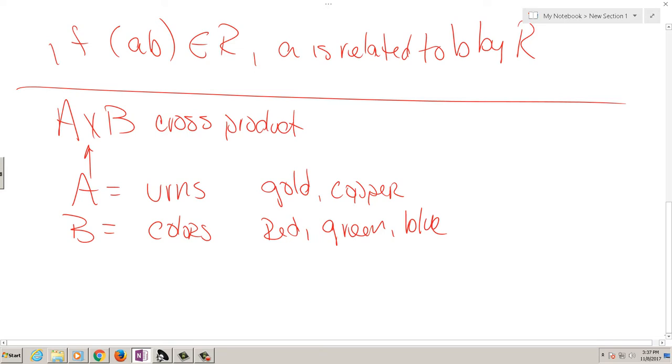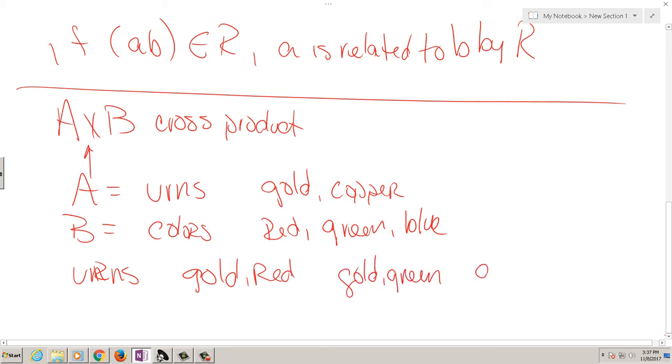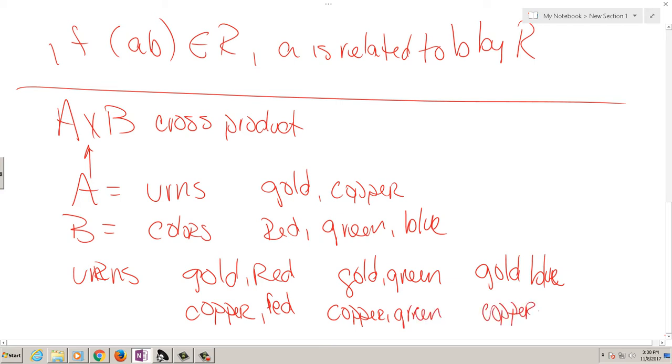The cross product means that I'm going to take each of the elements in A and connect it to each of the elements in B. So for each one of the urns, I'm going to start with gold, and then I'm going to cross it with each one of the colors. So we have gold and red, gold and green, and gold and blue. We'll do the same thing with the other element in A, copper. Copper is also going to be connected to red, copper will also be connected to green, and then finally copper and blue.